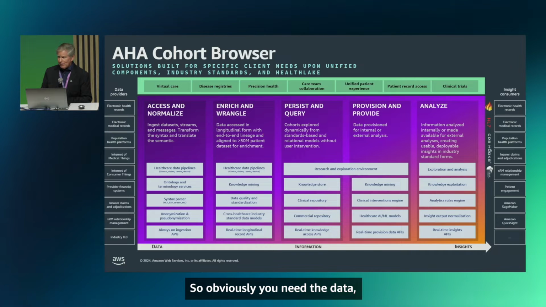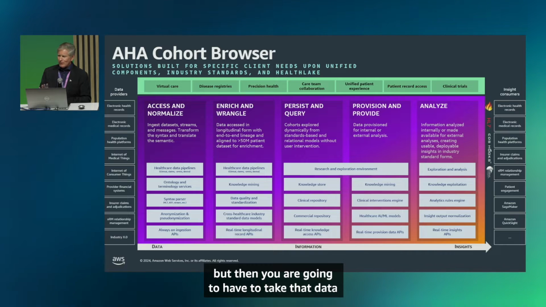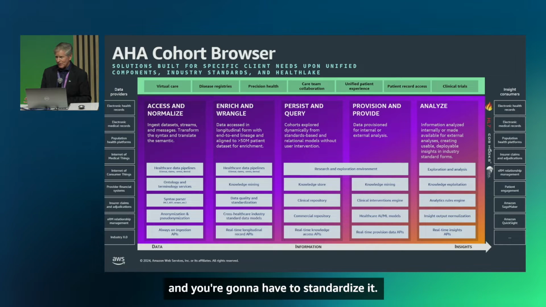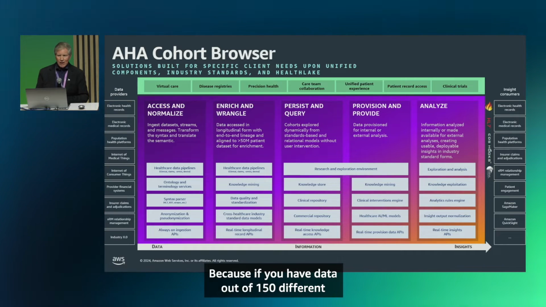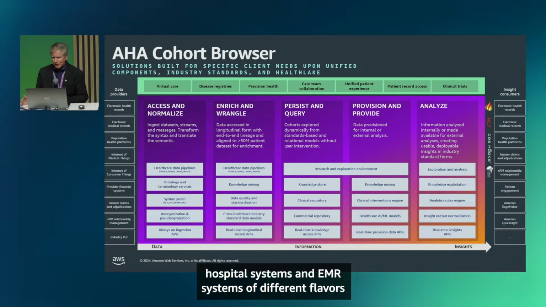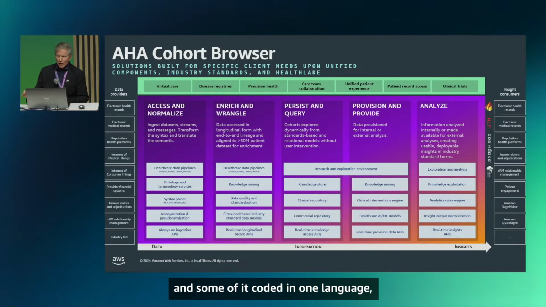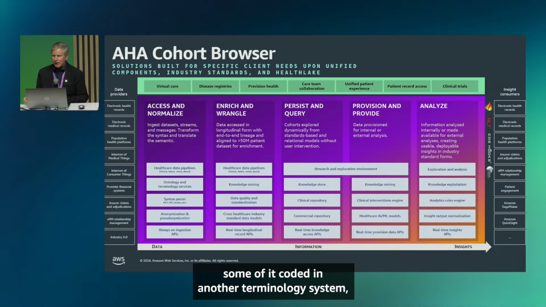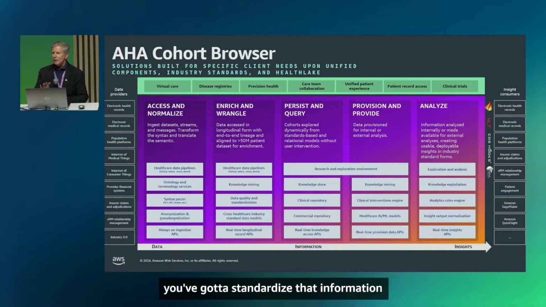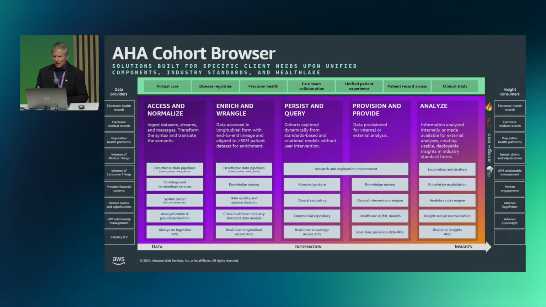So obviously, you need the data, but then you are going to have to take that data and you're going to have to standardize it, right? Because if you have data out of 150 different hospital systems and EMR systems of different flavors and different ways to put the data in, and some of it coded in one language, some of it coded in another terminology system, you've got to standardize that information and make it look the same so that you can query it, right?